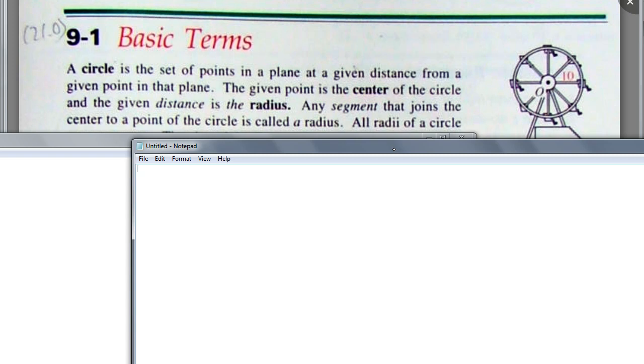Any questions though? This is pretty straightforward, isn't that right? I bet a lot of you already knew what a radius is, what the center of a circle is. I don't know how many people knew that a circle is a set of points. If you didn't, now you know. This is how we define a circle.